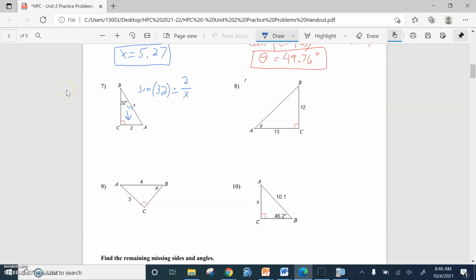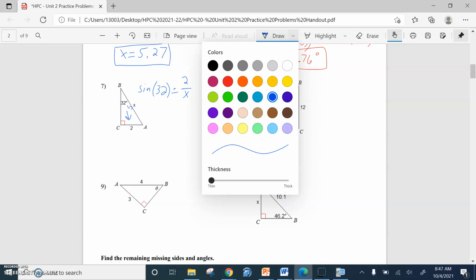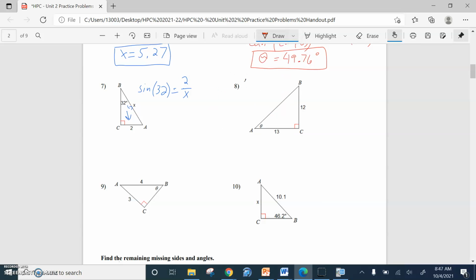I am going to solve 7 just because it's the only difference that we haven't seen. 5 and 6 are very different. One solves a side, one solves an angle. 7 does solve another side, but it does it a little differently. What we have different here is that our variable is on the bottom. So what we need to do, I'll do this as quick as I can, is multiply both sides by x. So then we get x times sine of 32 equals 2, because x times x in the bottom reduces those out.